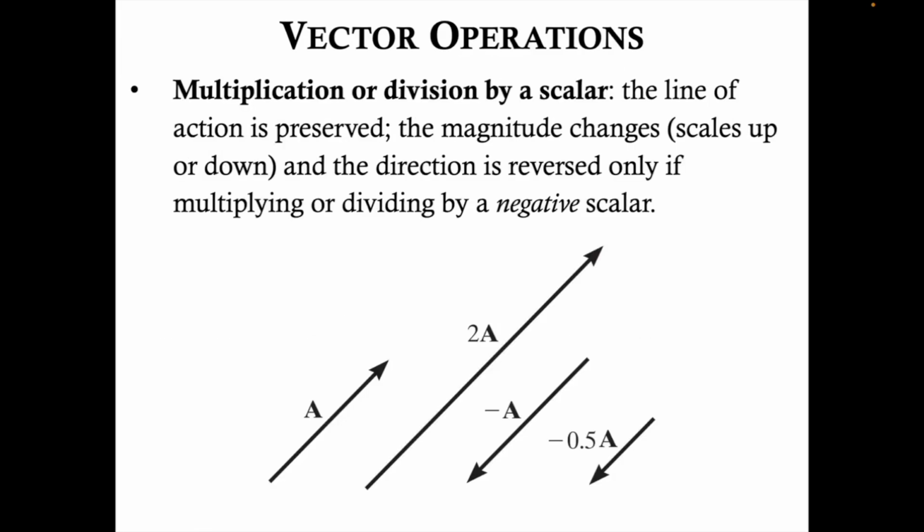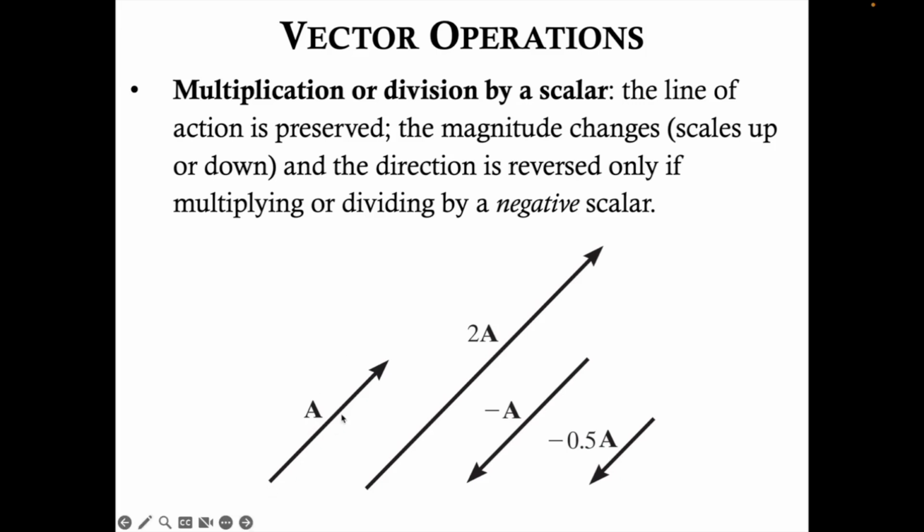Vector operations: we have multiplication or division by a scalar. In this case, when we multiply or divide a vector by a scalar, the line of action of the vector is preserved. The magnitude of the vector changes, it scales up or down, and the direction may be reversed. It's only reversed if we are multiplying or dividing by a negative scalar.